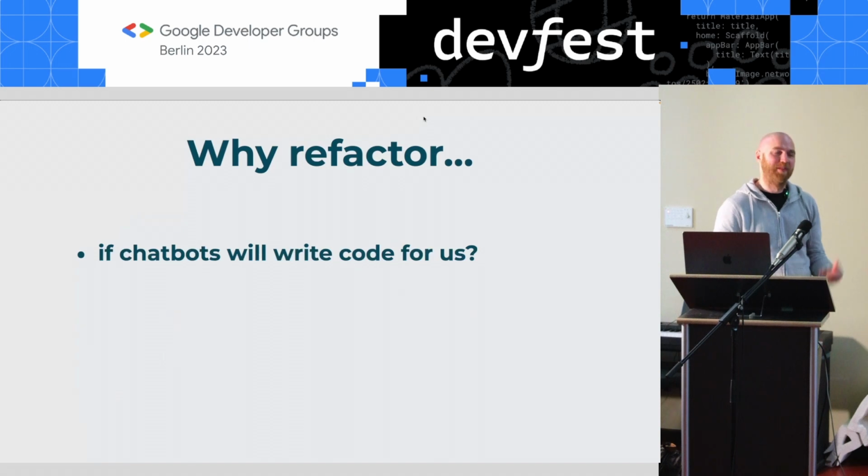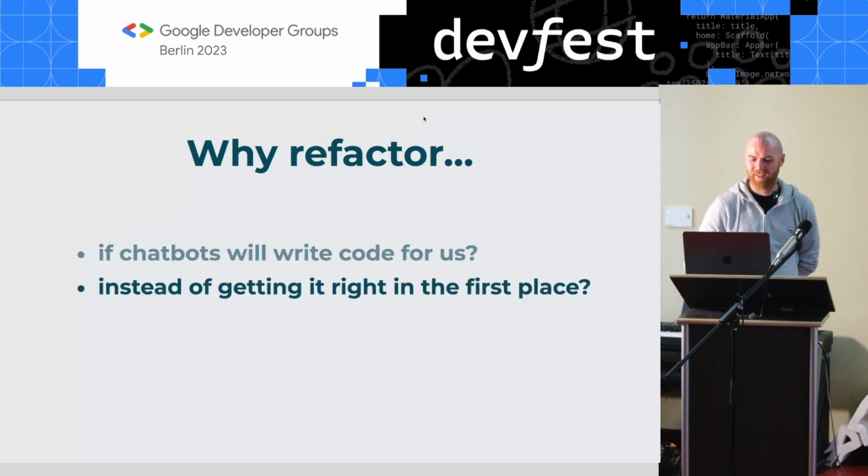There is the question I should have started with, maybe: why refactor? For example, if chatbots will write code for us. I'm not going to show it, but I guess chatbots are not that good yet. But yeah, maybe we should have chatbots refactor our code. That would be interesting. Why wouldn't we get everything in the right place, all the code? And I think it's obviously not true.